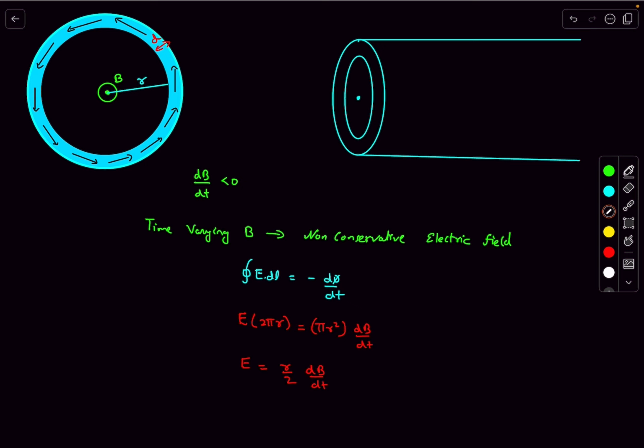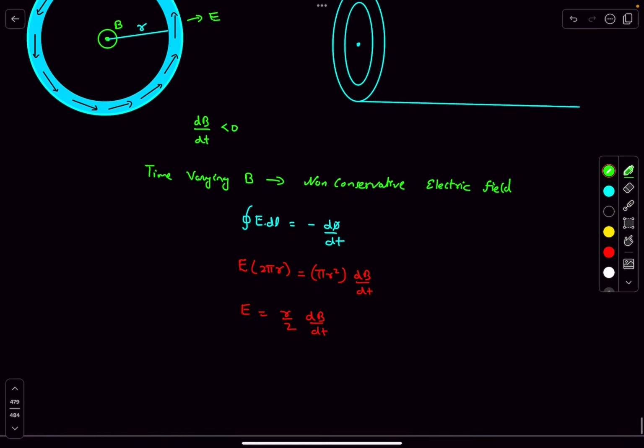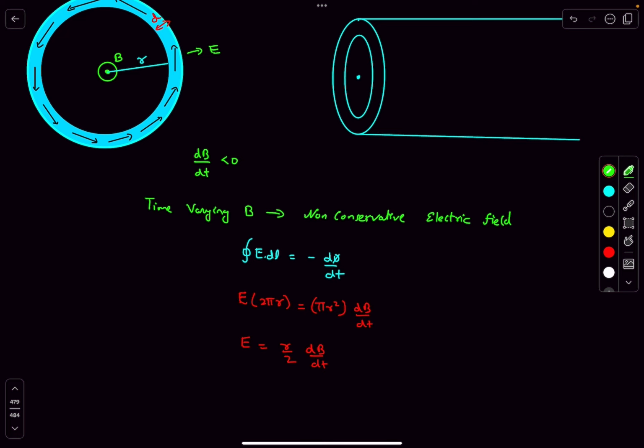So the electric field is going to be in the counterclockwise sense as viewed from above. Now what the electric field is going to do is move the free electrons present on the surface of the conductor, and they will start moving so a counterclockwise current is developed. Now we can use Ohm's law to figure out that current.